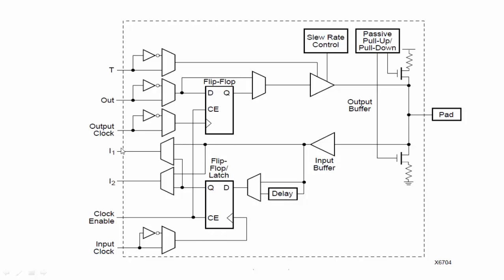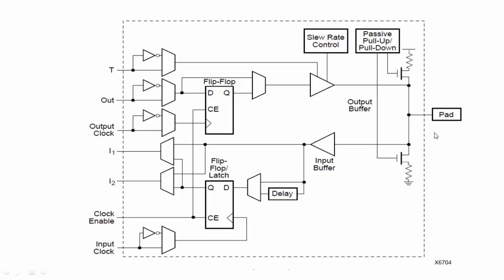So the flip-flop is directly available or through any delay, and the clock and the clock enable can also be programmed inside the FPGA and given to the D flip-flops. So this is the lower half, for the input.